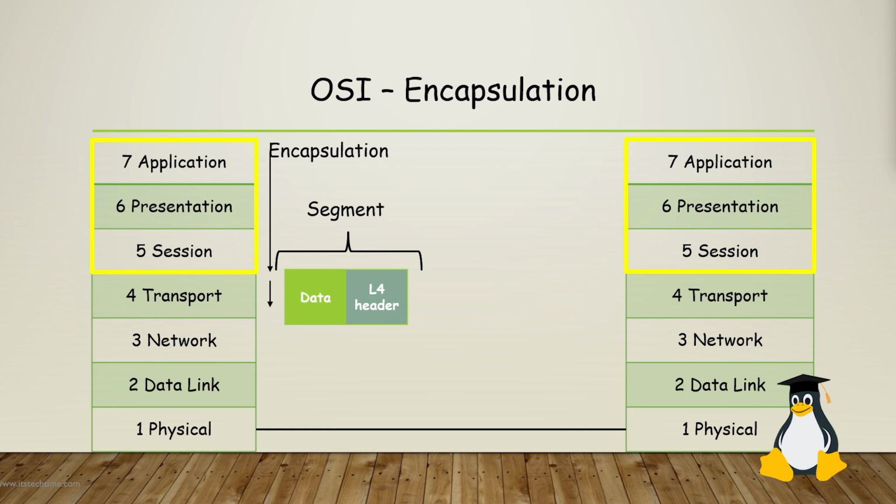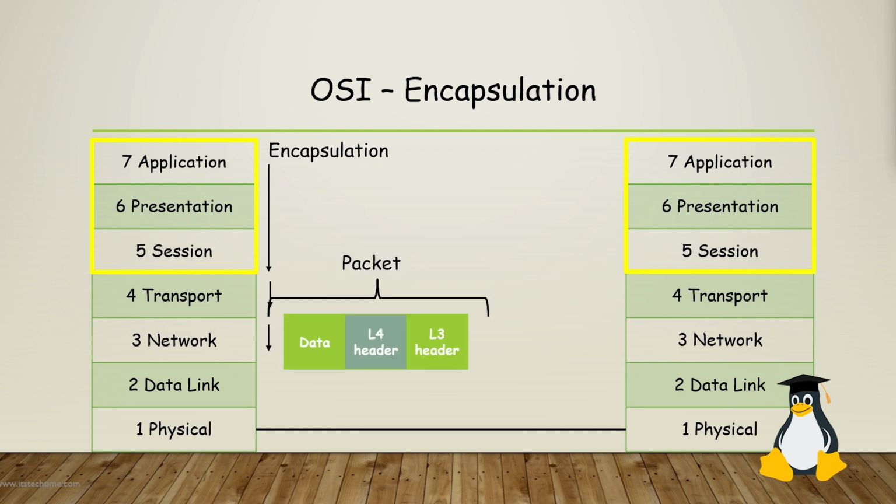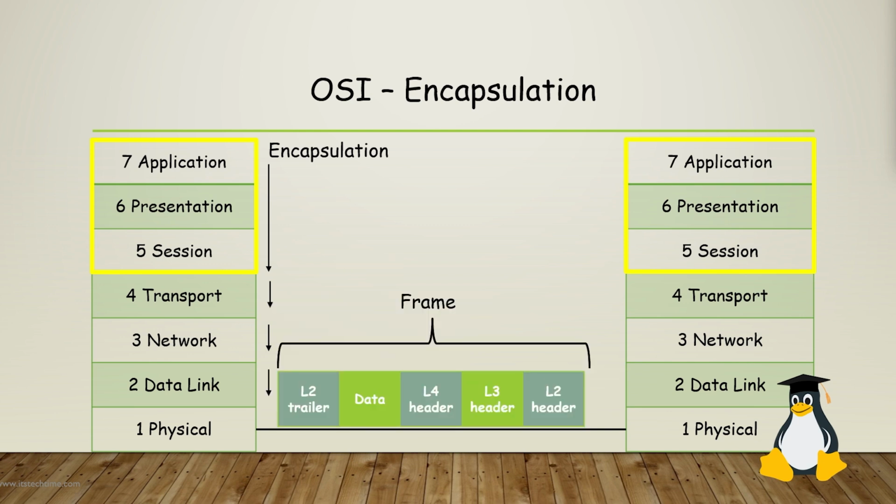The segment is then passed to layer 3, the network layer, where a layer 3 header is added. Remember, layer 3 looks at the IP addresses, and we now have what is called a packet, which is data combined with a layer 4 header and a layer 3 header. The packet is then moved to layer 2, where a layer 2 trailer and a layer 2 header are added to the packet, creating a frame.